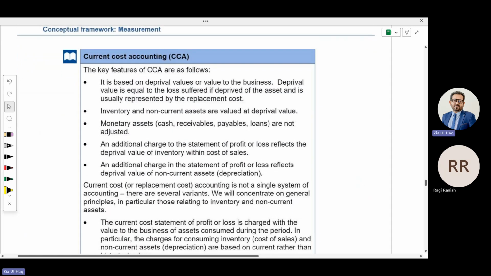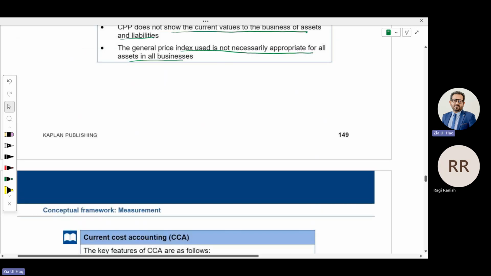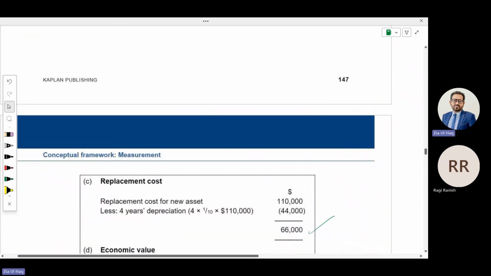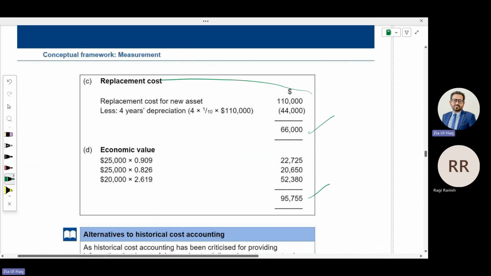What is the current cost accounting? It is based on deprival value, or value to the business. Deprival value is equal to the loss suffered if deprived of the asset and is usually represented by the replacement cost, meaning how much amount we can replace the asset with. Similar to what we have calculated in this example.